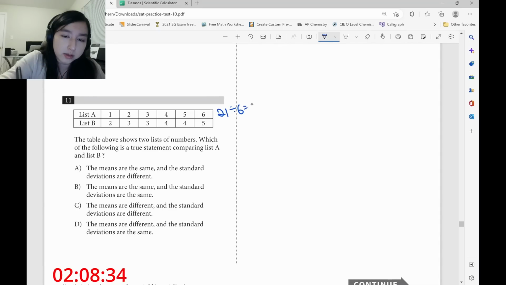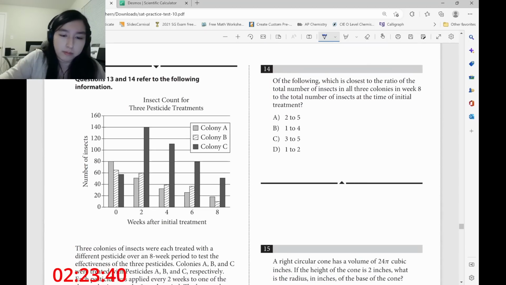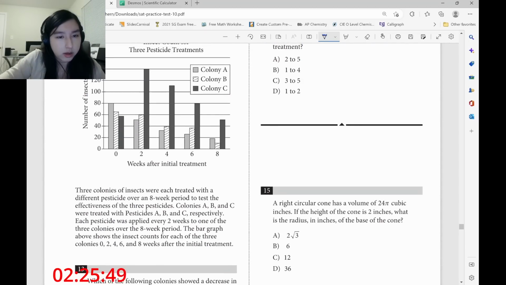Okay, we're talking about mean and standard deviation here, so let's find the mean. 21 divided by 6 is going to be 3.5. 21 divided by 6 is going to be 3.5 again. So same mean, and then the standard deviation. A is different. A is wider, so it's going to be bigger. Let's look at this one.